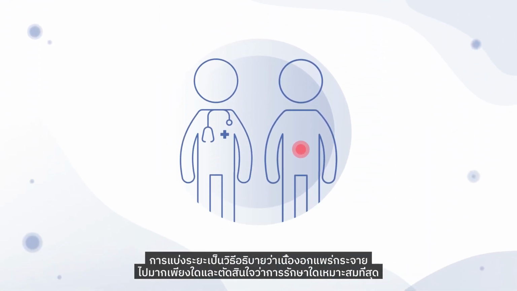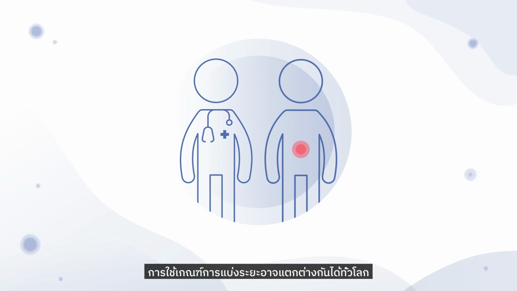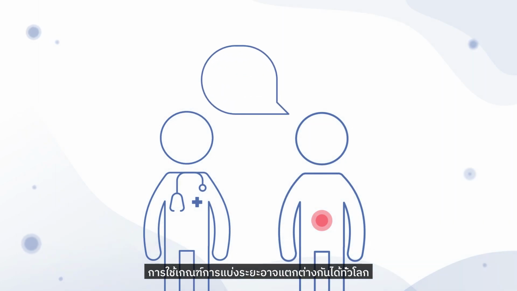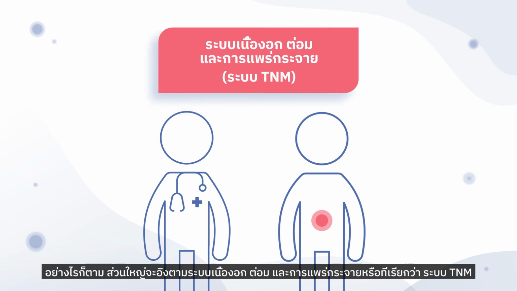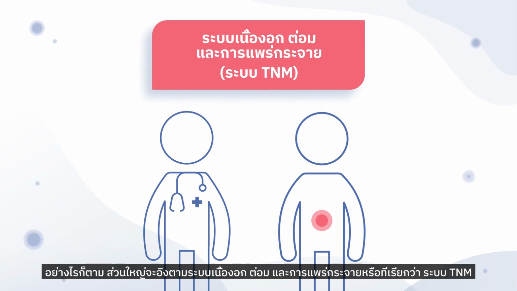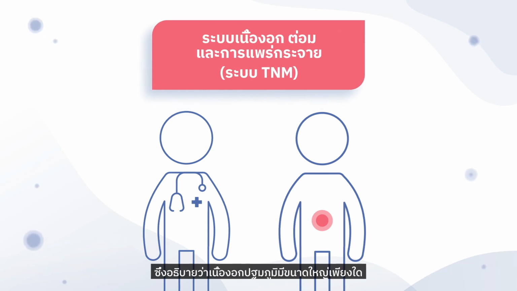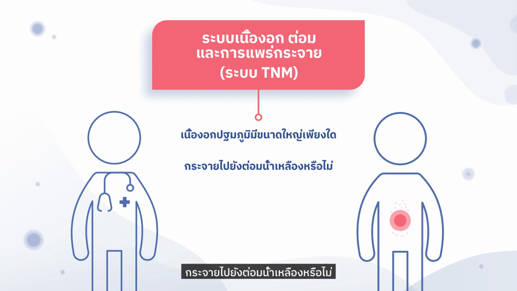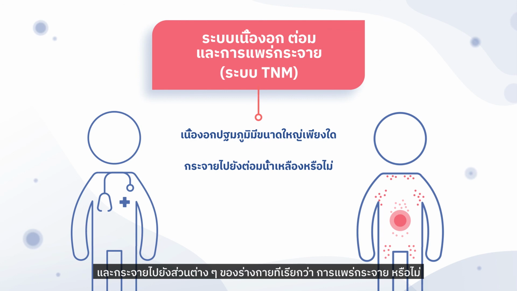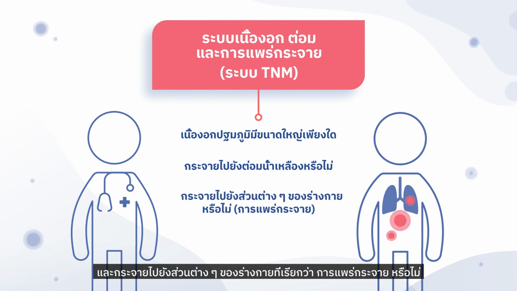Staging is a way to describe how far the tumour has spread and to decide which treatment might be the most appropriate. Different staging criteria can be used globally. However, most are based on the tumour, node, metastasis system, known as the TNM system. This describes how big the primary tumour is, whether it has spread to the lymph nodes, and whether it has spread to different areas of the body, which is known as metastasis.